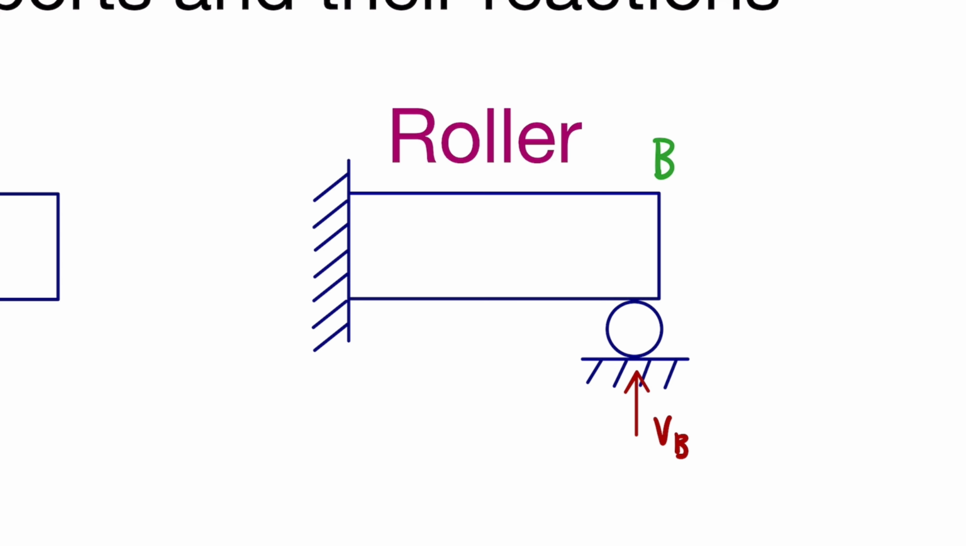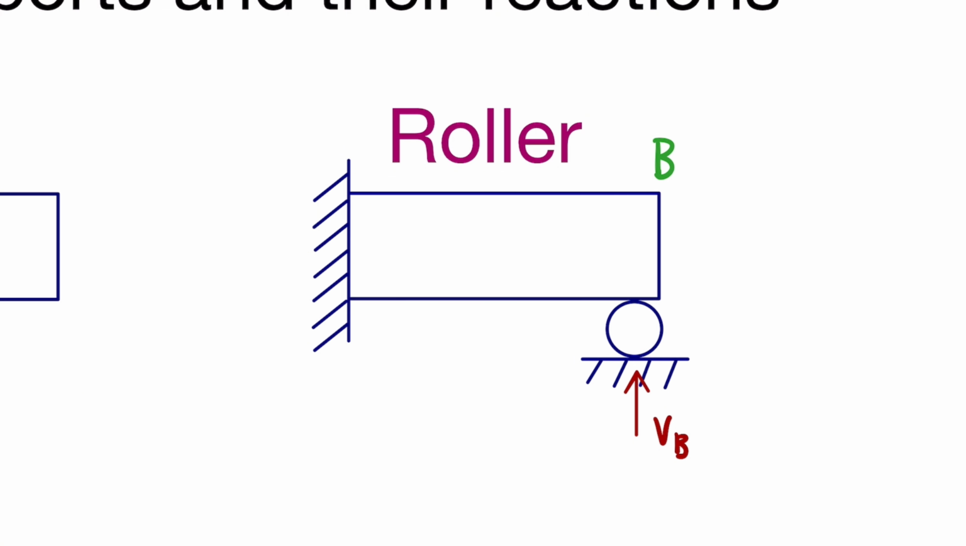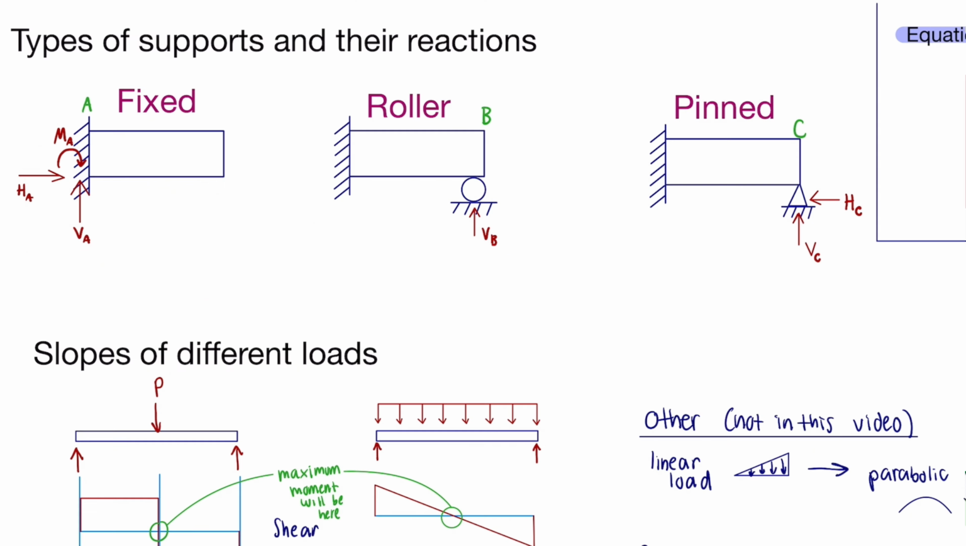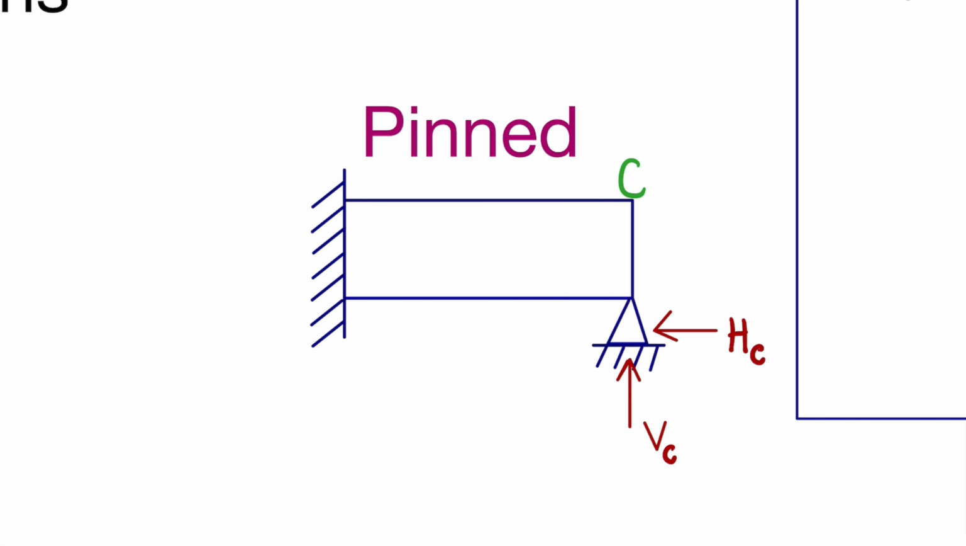The next support is a roller. This will be shown as a circle. The roller can move in these directions and it can also rotate, so it cannot move up or down. That means we will have only a vertical reaction. The last support that I will show here is a pin support. The pin support will most likely be shown as a triangle. The pin support does not allow this point to move up or down or in the horizontal direction, which means we will have a vertical reaction as well as a horizontal reaction.